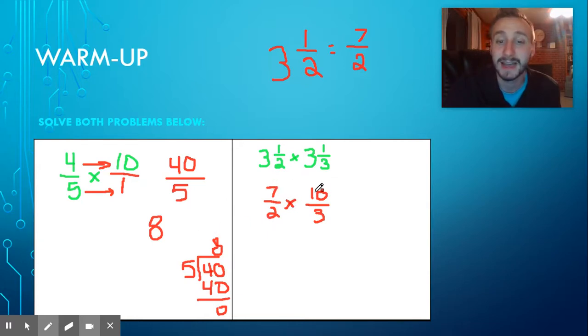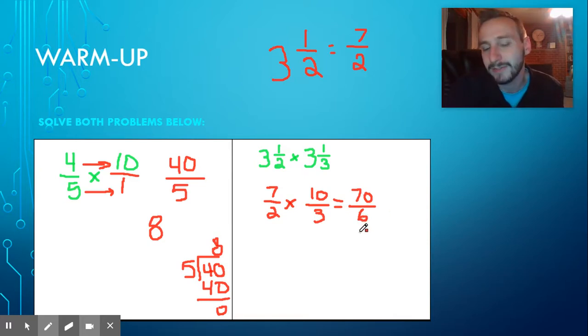Now my fractions are lined up, and I can multiply straight across. 7 times 10 gives you 70, and then 2 times 3 gives you 6. So this one's not as easy to see as what we had over here, 40 divided by 5. 70 divided by 6 isn't going to be an even number. So what we're going to have to do is divide 6 into 70 like we did over here.